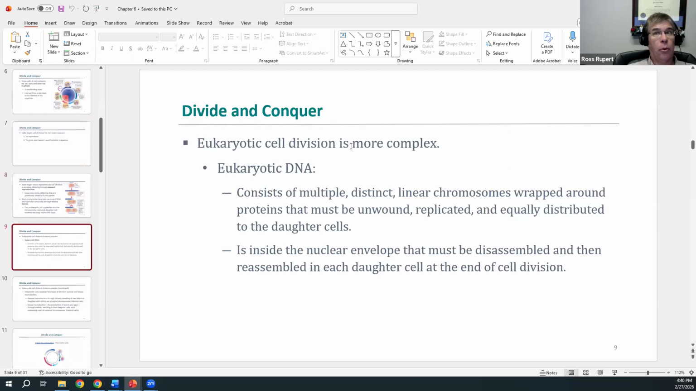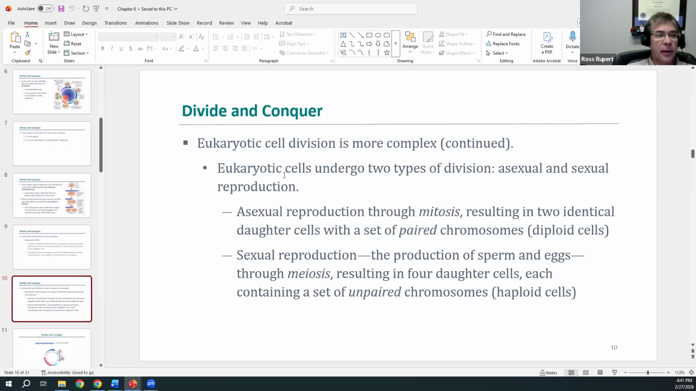Eukaryotic cell division is more complex because our DNA is more complex. A bacterial cell just has a single circular chromosome. We have 46, and they're linear, so it's much more complicated. Eukaryotic cells undergo two types of division, asexual and sexual. Asexual is mitosis, and that's just growth. You produce clones, just like when your cells heal a finger cut, those are clones of the cells that were there before.